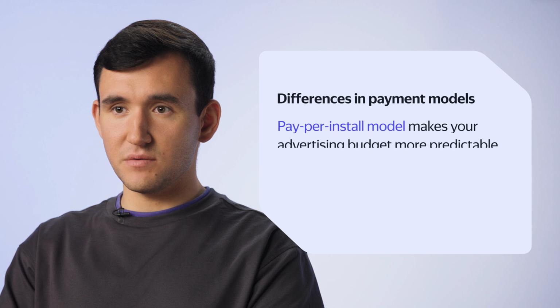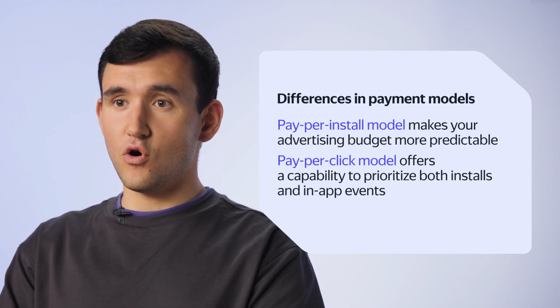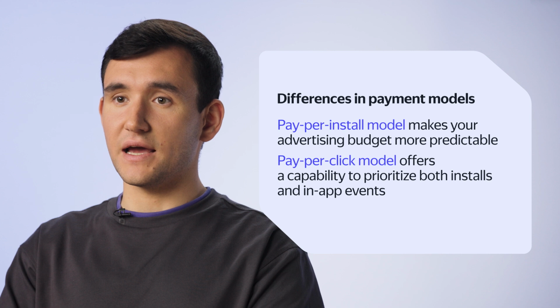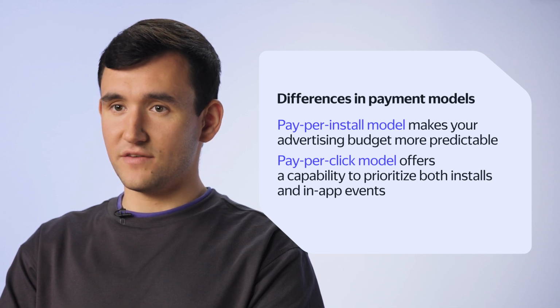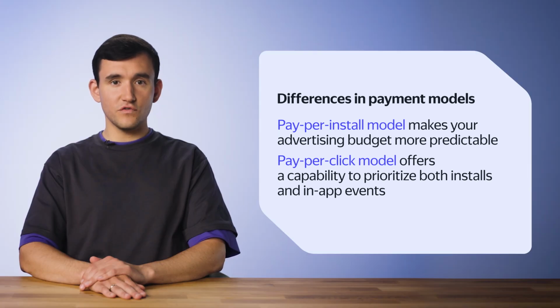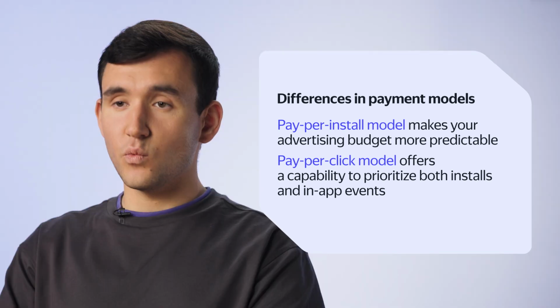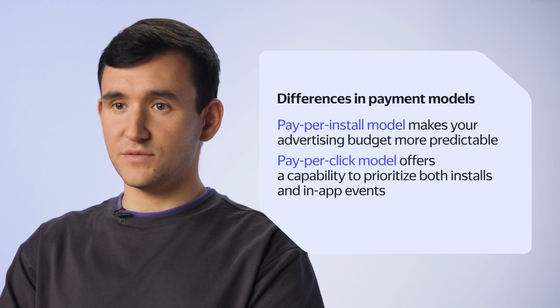How else do these payment models differ? With pay-per-install, your campaigns get off to a slower start but are guaranteed to maintain the cost per install, which makes your advertising budget more predictable. Pay-per-click advertising offers more capabilities. With this model, you can prioritize both installs and in-app events such as purchases. When first launched, these ads might not meet the average cost per event or click, making your budget less predictable.